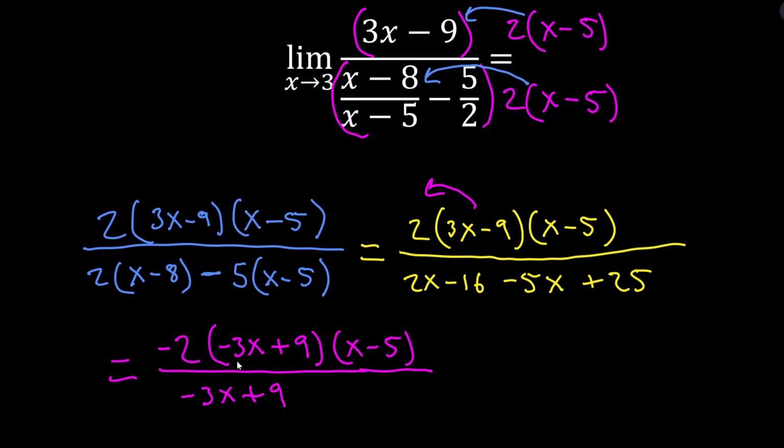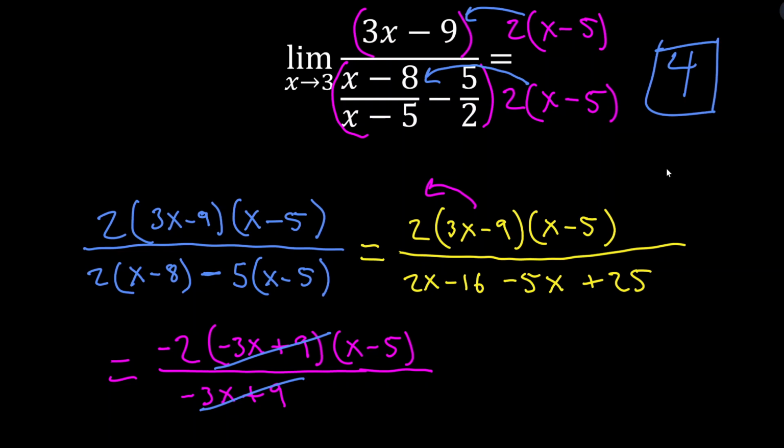We are producing a new expression, where that hole is removed. Now we can find the y value of the hole, which is the limit. So let's do it. 3 minus 5, negative 2. Negative 2 times negative 2 is positive 4. That's the limit. Awesome. A little more complicated than the last.